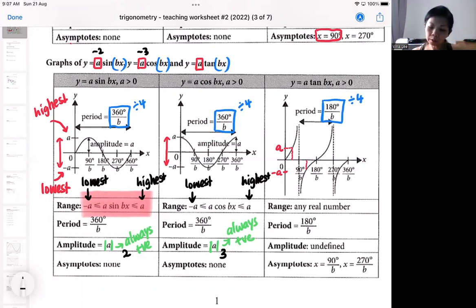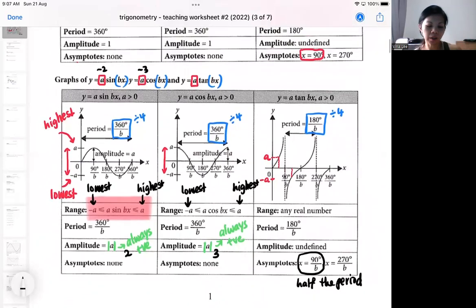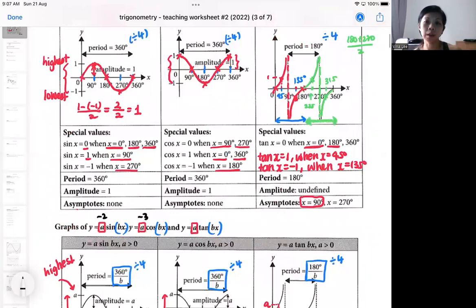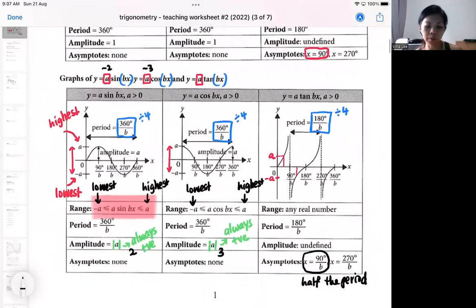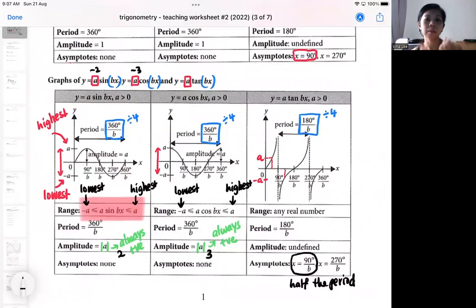Okay. So for the tangent graph, after you calculate the period, the asymptote is still at half the period. Okay, so I will carry on. This is just the idea first. I will show you the steps and I will show you some numerical samples so it's easier to relate. So eventually we explore A. The value of A will change the amplitude, the height, and the highest and the lowest. B will change the period.